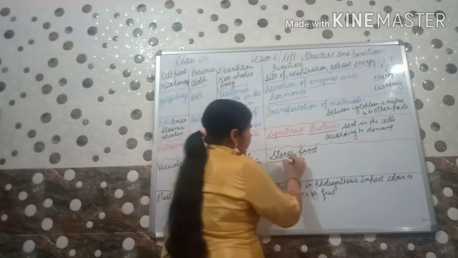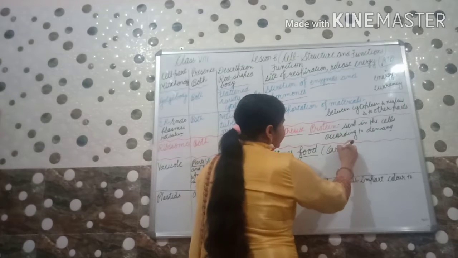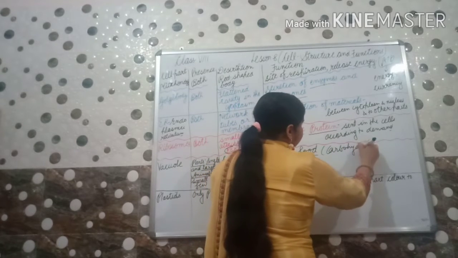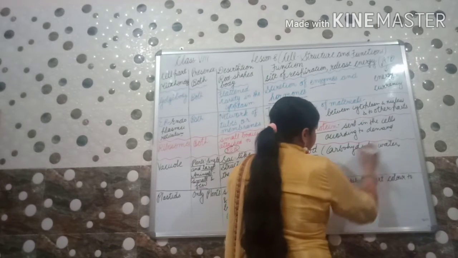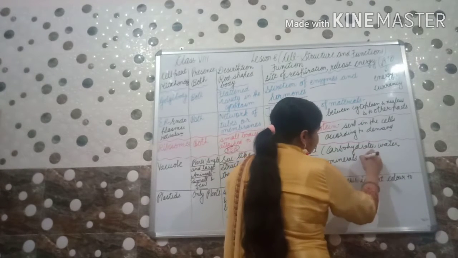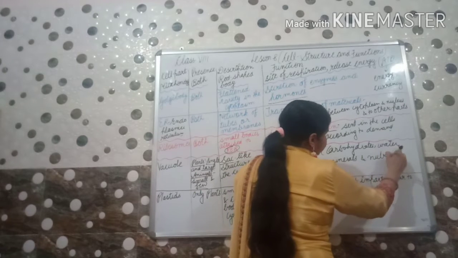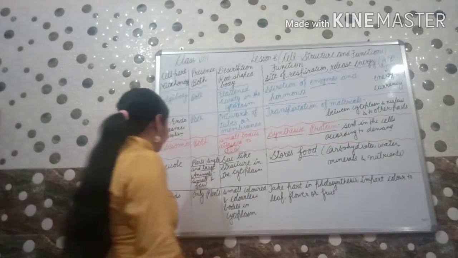What is the main function of vacuole? To store food. Food can be in the form of carbohydrates. It can be in the form of water, minerals, and any other nutrient. Okay, vacuole is there to store all these.